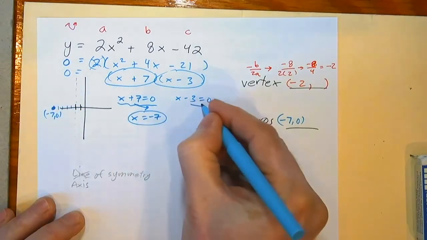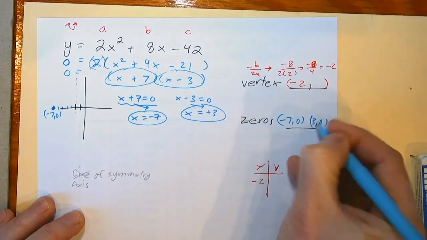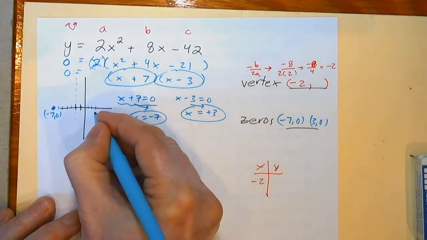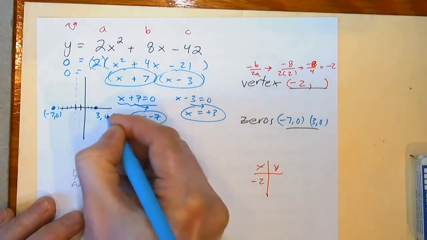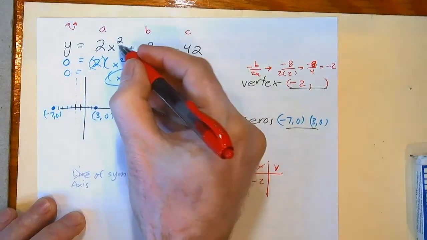And let's do this guy. +3. +3 is a 0. Let's write 3, 0. 1, 2, 3. Right there, 3, 0. Okay, let's draw the parabola. Which way? Up? It's positive, isn't it?